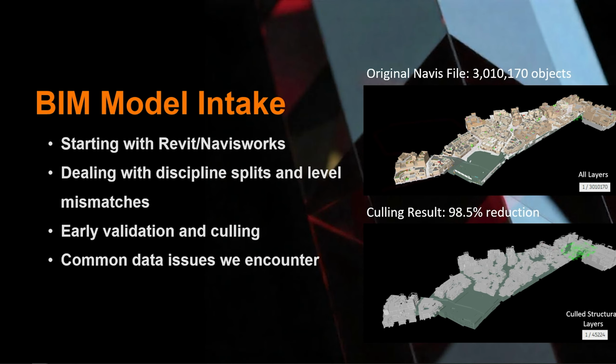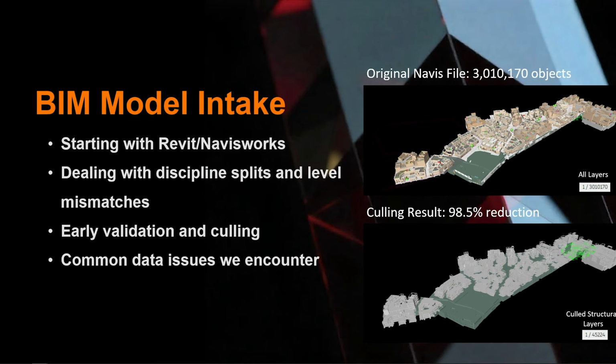So this is just a quick example here, bringing in a Navisworks model, a collection of Revit models. We're dealing with all the level mismatches, all the splits between things, and we can optimize that file literally down to almost 98% smaller than the size of what it originally was.